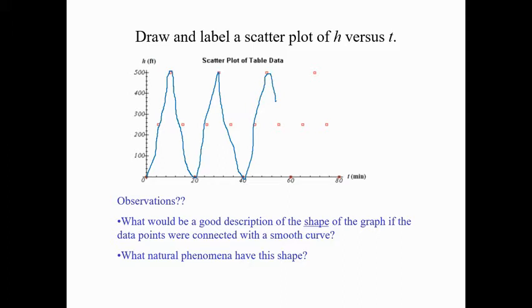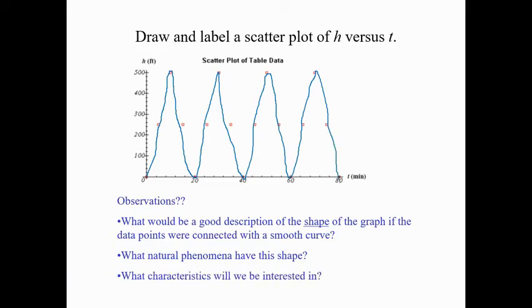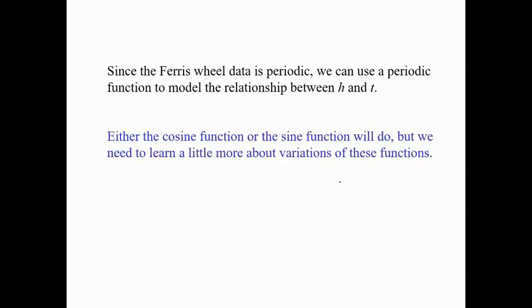I mean, there isn't really any difference between a sine and cosine wave, except at the points where they start and stop, okay? And then what are our characteristics that we're going to be interested in? Okay. So again, since the Ferris wheel data is periodic, we can use a periodic function to model the relationship between our height and time. And either the cosine function or the sine function will do. But we're going to have to learn a little more about the variations of these functions. And you were giving me some terminology that we might use, okay?